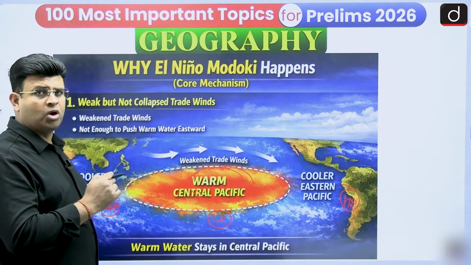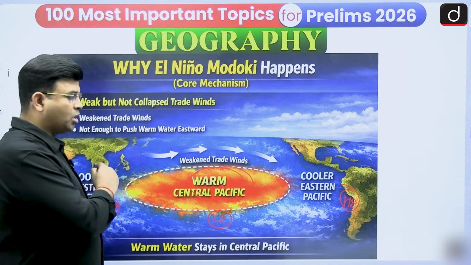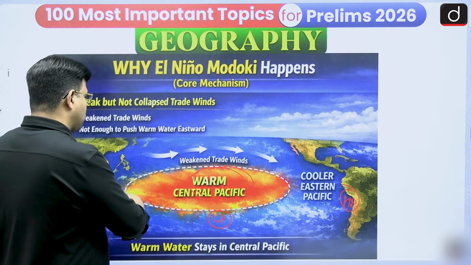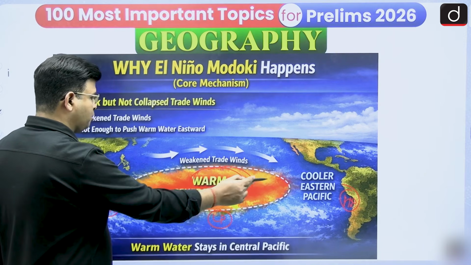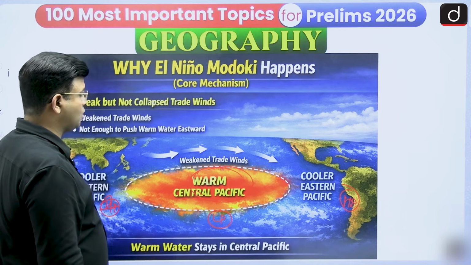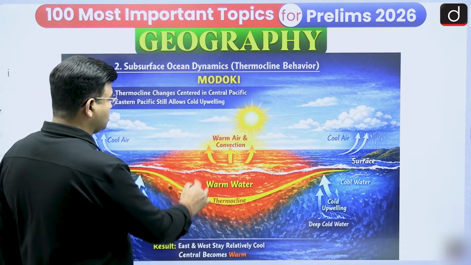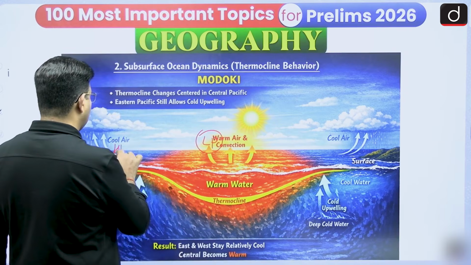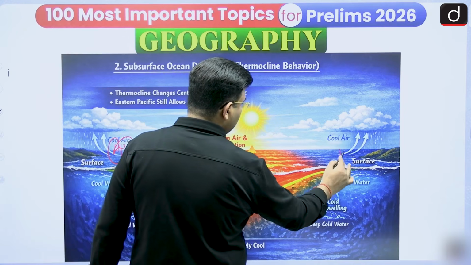Central Pacific is warmer because the water is returning back because of the weak trade winds, and thereafter we can say there is high pressure. Western and eastern Pacific is cool and central Pacific is warmer. When it is warmer, this region will have a low pressure, and this region will have a relatively high pressure.